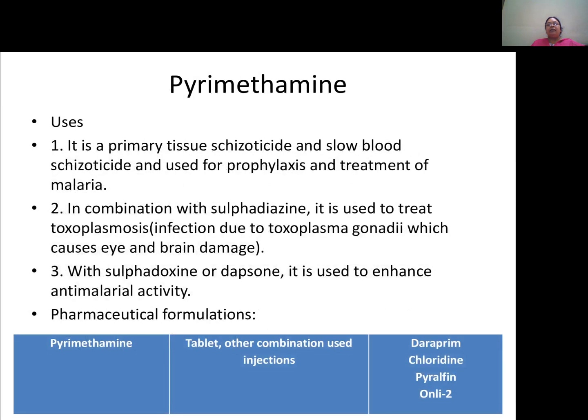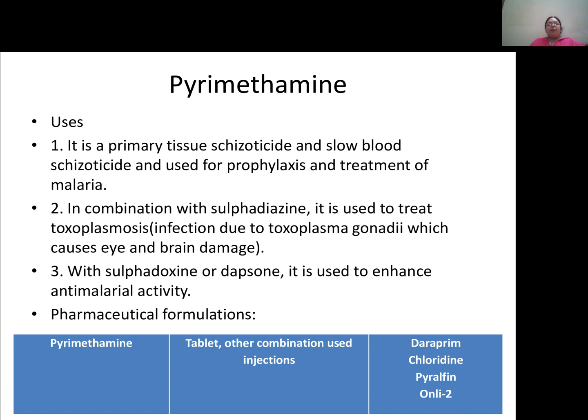light resistant containers. Uses of pyrimethamine are basically as a primary tissue schizonticide and slow blood schizonticide, and used for prophylaxis and treatment of malaria. Pyrimethamine is used in combination with sulfadiazine. It is used to treat toxoplasmosis, that is infection due to Toxoplasma gondii, which causes eye and brain damage. With sulfadoxine or dapsone, pyrimethamine is used to enhance antimalarial activity.